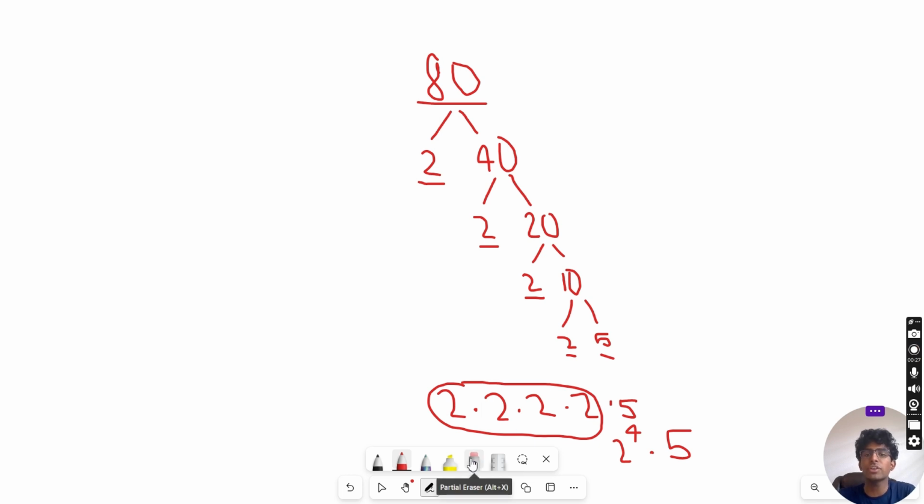So that's how you would prime factorize a number. You're breaking down a number into its factors until you're down to just prime numbers, and you can rewrite it like this. All right.